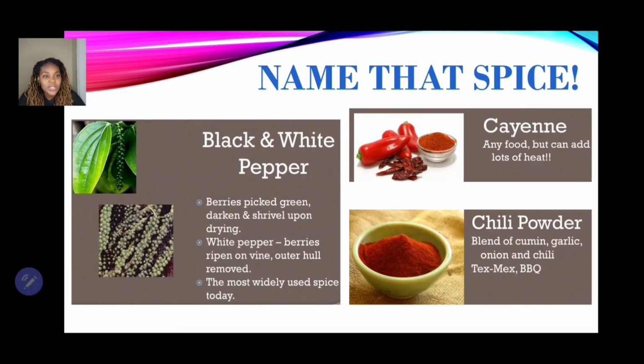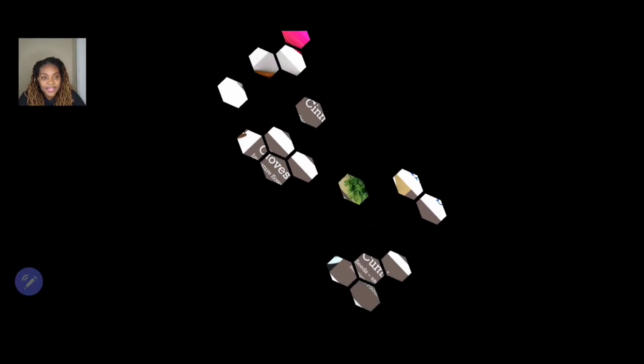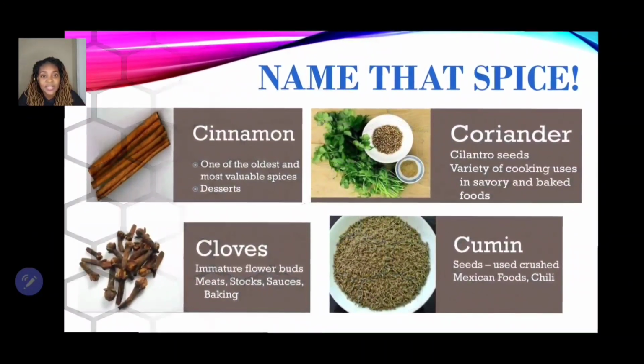All right, there's also cayenne, right? So cayenne can be used on any food, and it adds what? A lot of heat. There's also chili powder, which is a blend of cumin, garlic, onion, and chili. Good. All right, so the next spice that we're looking at is cinnamon.